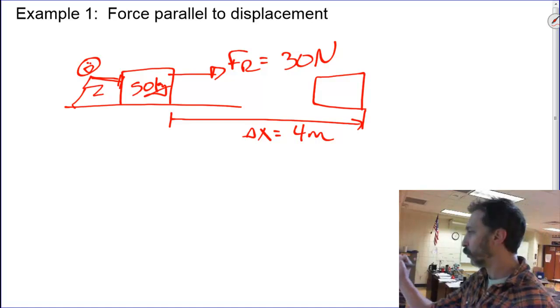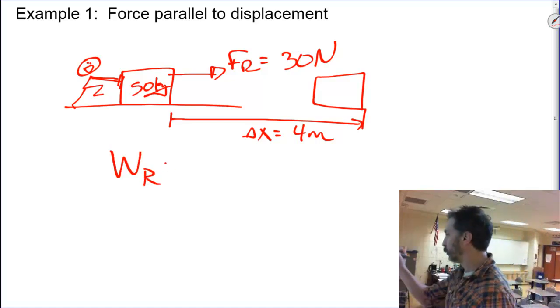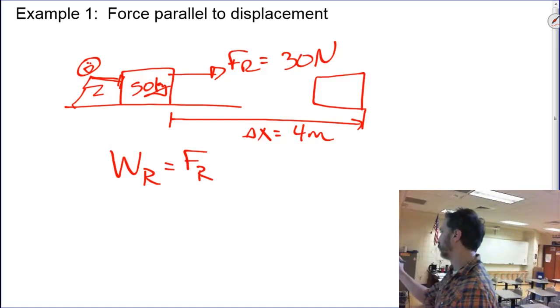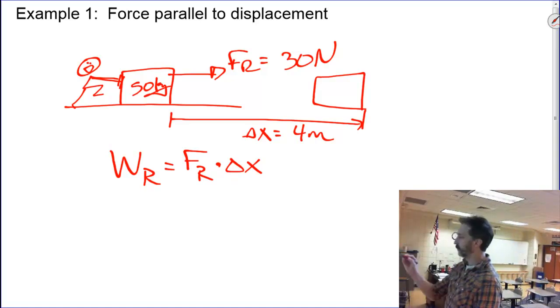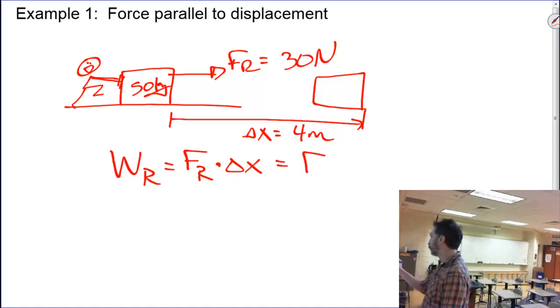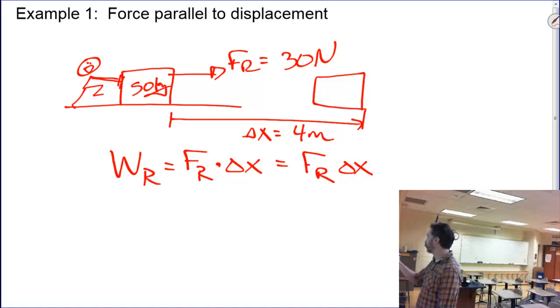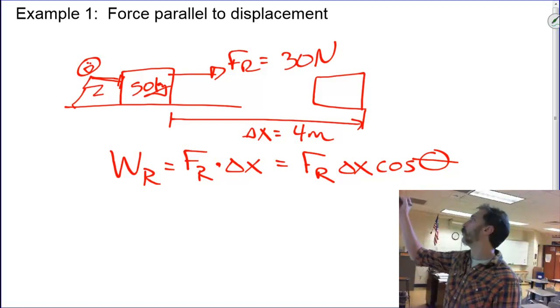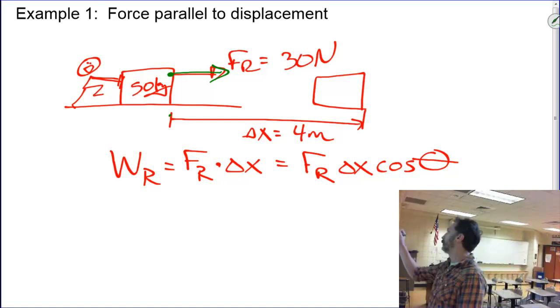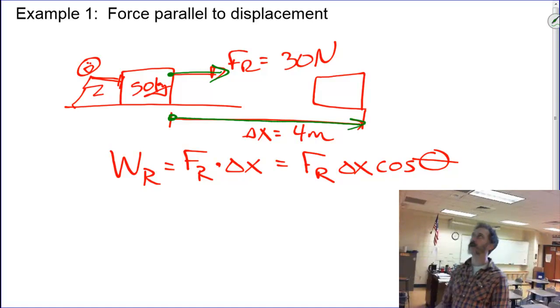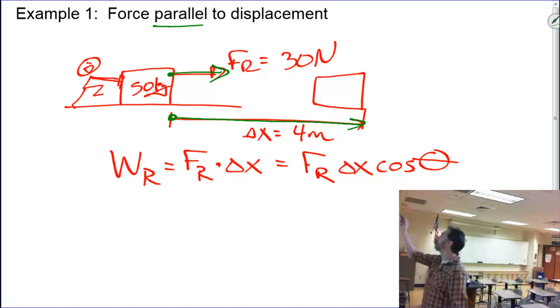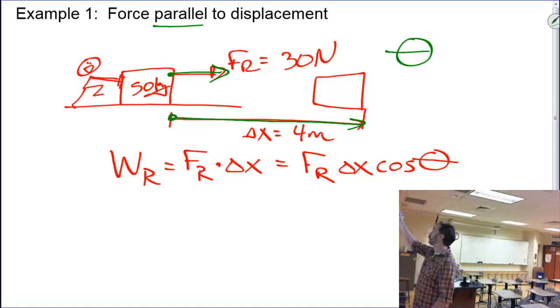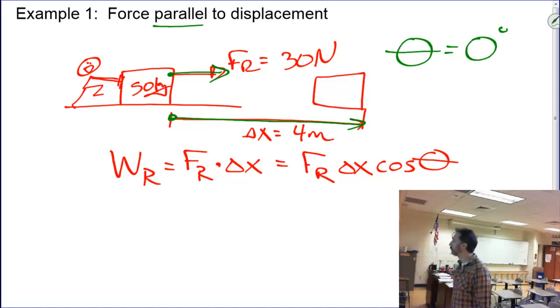So what we get then is this. The work done by Roy is equal to the force of Roy dot the displacement of the box, right? So this is really the force of Roy times the displacement of the box times the cosine of the angle. Now, what do we mean when we say the angle? Well, the angle is the angle between the force and the displacement vectors. So here's my force vector. Here's my displacement vector. Those are parallel, right? And so in this example, anytime the force and displacement are parallel, theta is 0 degrees.